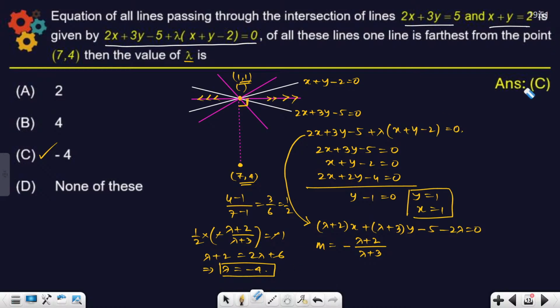Is it clear to all? So what we have learned from here is that the farthest line will be that line where the perpendicular distance from a given point is largest. Then that line will be the farthest line from the given point. That's exactly what I have done here. Please try to remember this method of solving when farthest from a point is asked. Okay, let us move to the next problem.